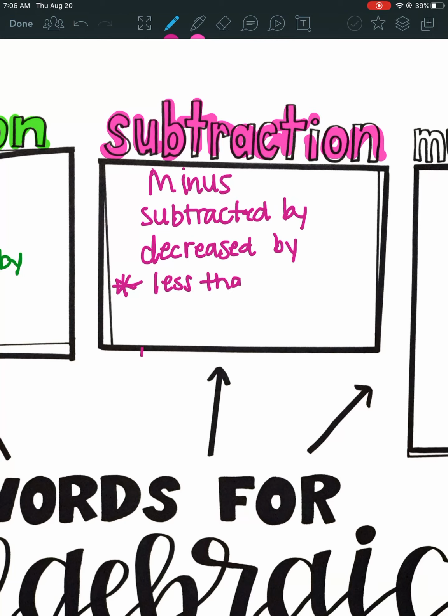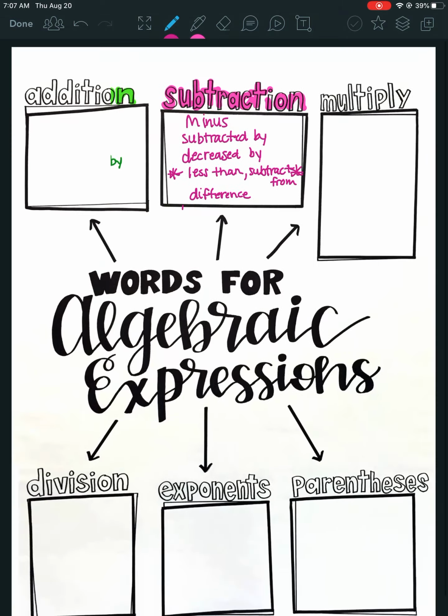So we talked about in that last example, less than. When we see that, order switches. And then when we say subtract, and the key word here is from, that means it's coming out of whatever is said last in that statement. So these 2 phrases, you're going to switch the order of the subtraction, okay? And then the last one I'm going to use is the difference. That's our answer to a subtraction problem.